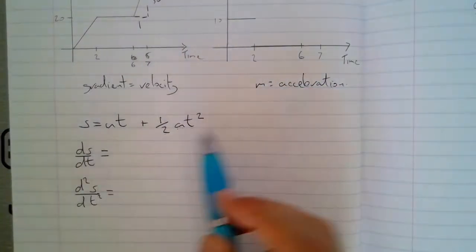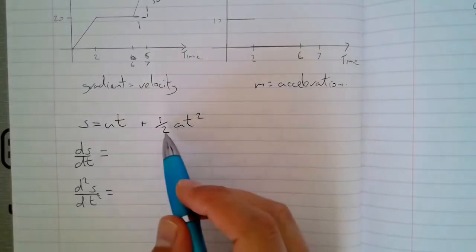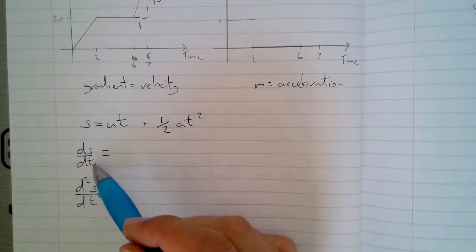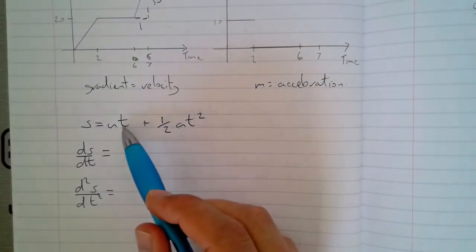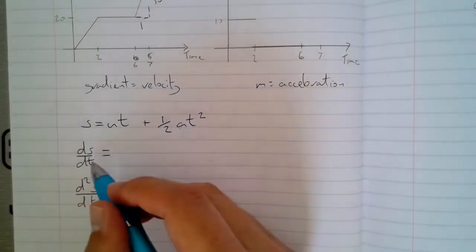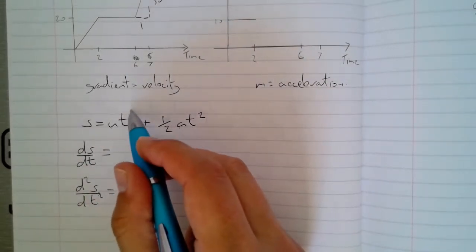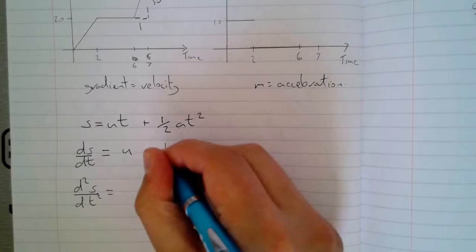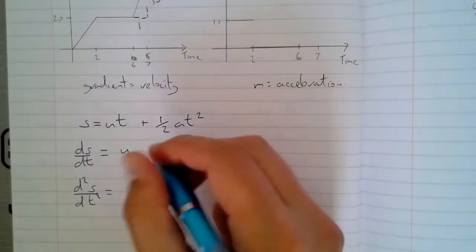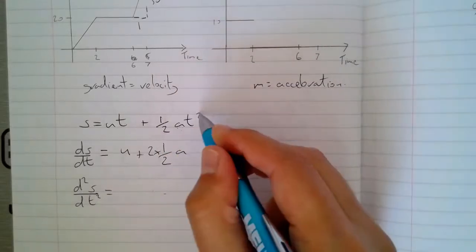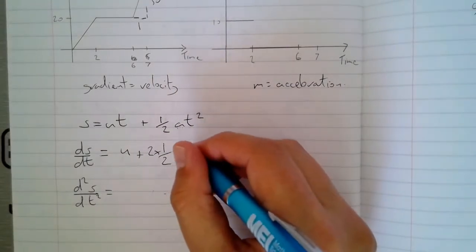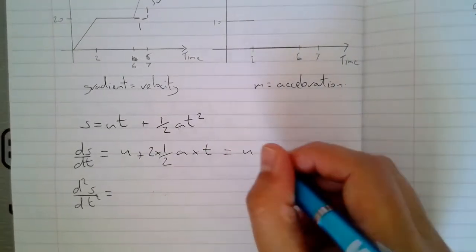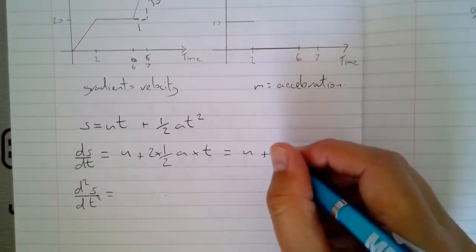Hopefully you noticed when differentiating this first bit, assuming that u and a are constants, you don't have to assume they're constants, but when we differentiate with respect to the variable t, we're not considering anything else, so we can think of those as constants. So if I differentiate this with respect to t, this is t to the power 1, reduces by a power of 1, so this just becomes u. And if I differentiate this bit, I've got half a as the constant. I have to drop that power of 2 down to the front, then reduce the power by 1, so it just becomes at. In other words, the half and the 2 cancel out, u plus at.